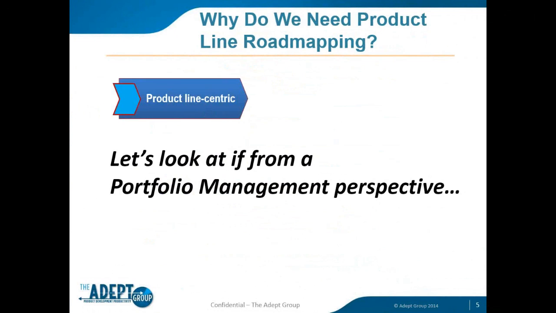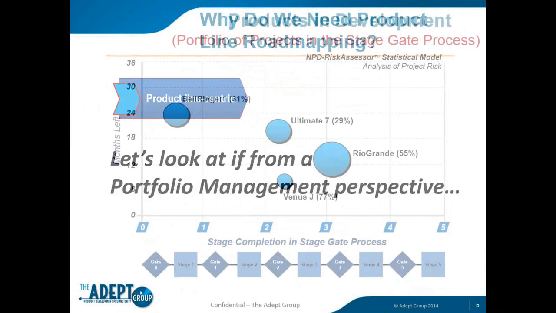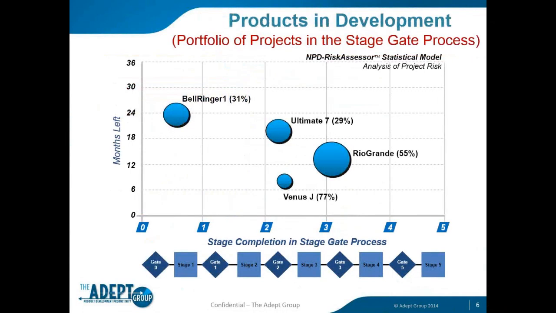Let's take a look at this from the perspective of portfolio management. We can see how product line-centric road mapping is very important to the whole life cycle of product development. In what I am showing, a portfolio of 4 projects are moving from left to right through a stage gate process, and the y-axis tells us how long they have to go from beginning to end when they're going to launch. We would hope that they would be moving from the upper left to the lower right. The question is, what happens with this portfolio? How do we get the most out of this portfolio?